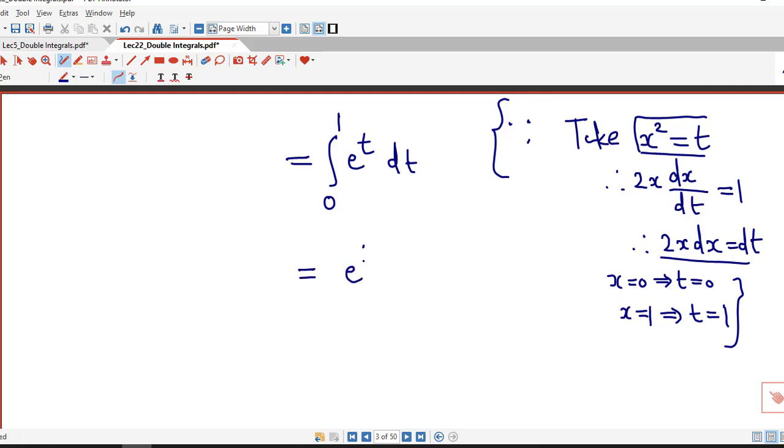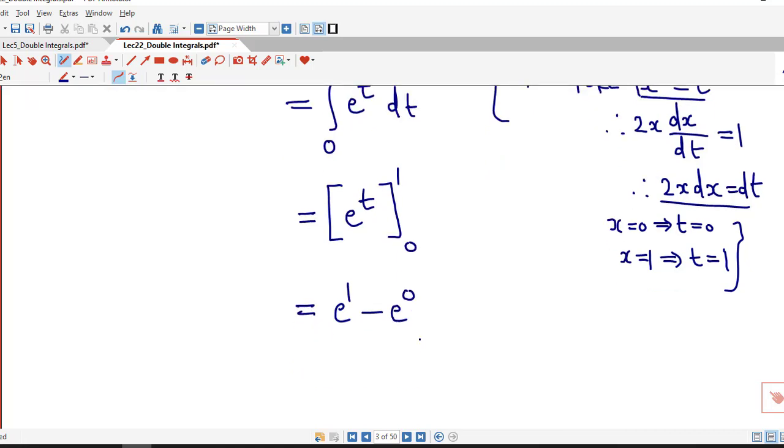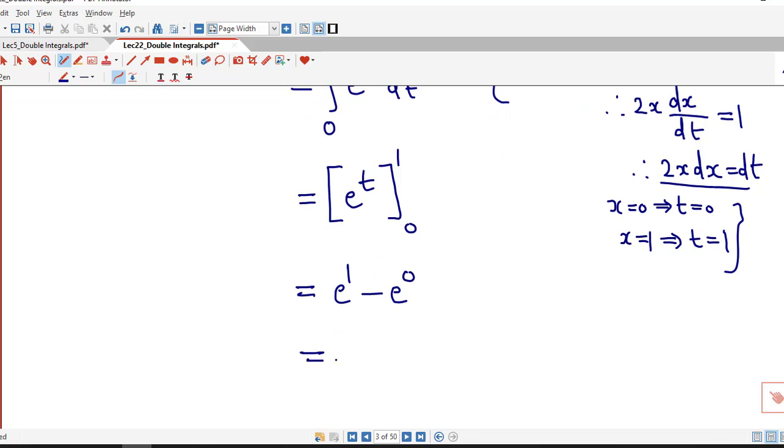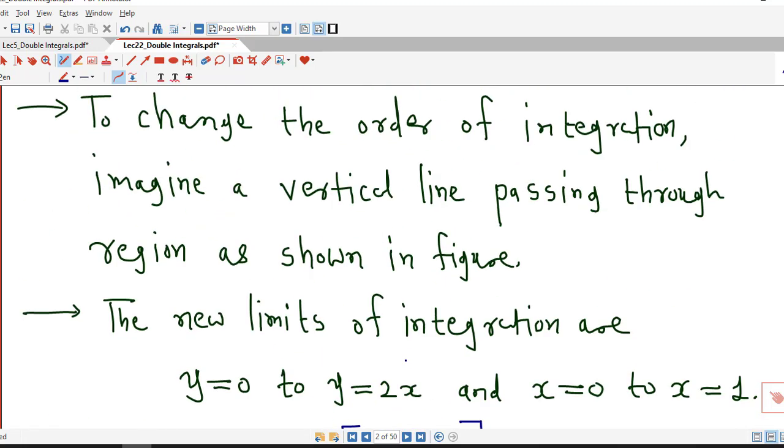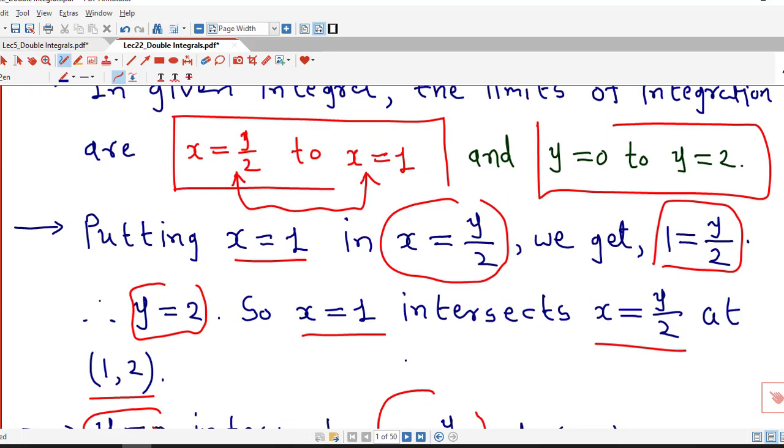Now this is easy to integrate. The integral of e raised to t is e raised to t. Limits are from 0 to 1. First we put t equal to 1. So e raised to 1 minus e raised to 0. e raised to 1 is e and e raised to 0 is 1. So the value of the given integral after changing the order of integration is e minus 1.